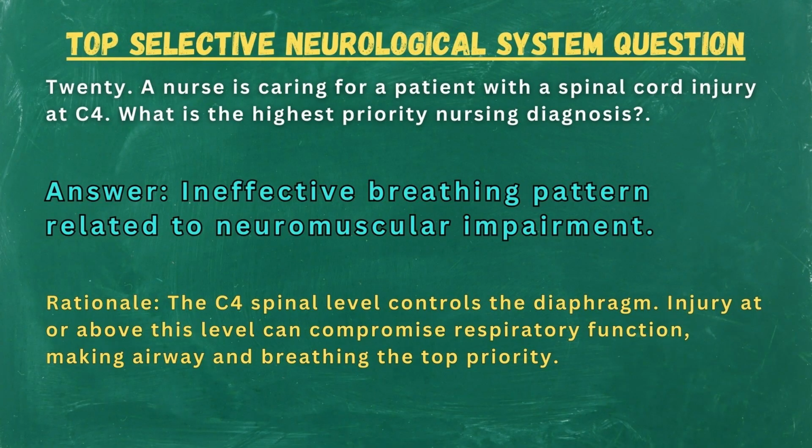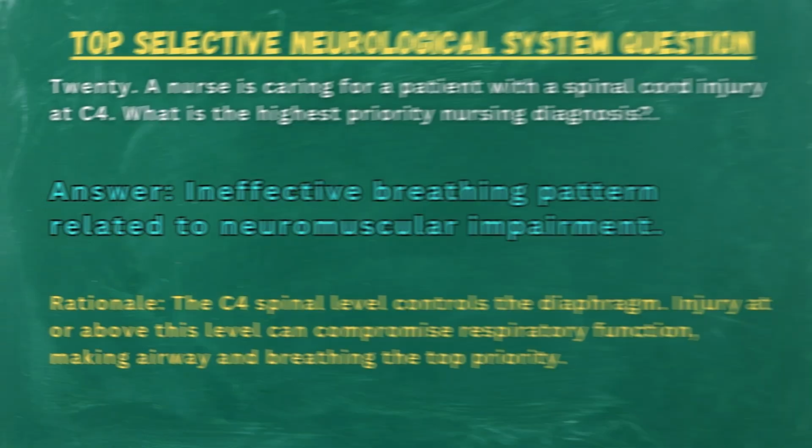20. A nurse is caring for a patient with a spinal cord injury at C4. What is the highest priority nursing diagnosis? Answer: ineffective breathing pattern related to neuromuscular impairment. Rationale: the C4 spinal level controls the diaphragm. Injury at or above this level can compromise respiratory function, making airway and breathing the top priority.